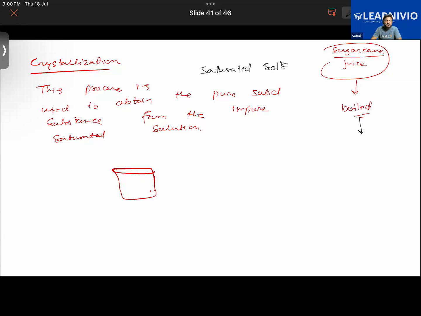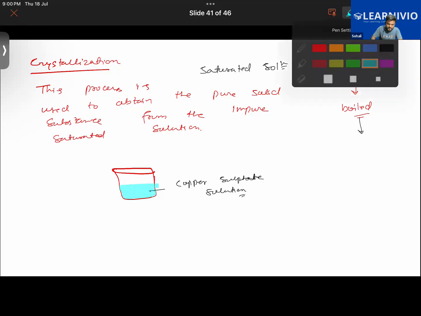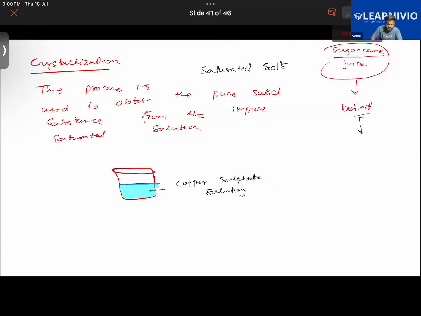I was explaining the procedure of crystallization, how it can be done. First of all, take a solution of copper sulfate. Copper sulfate also comes in the form of powder. You can buy the powder of copper sulfate and mix it in water, and it will give you a blue colored liquid like this one. So you have obtained a mixture by adding some water to it.